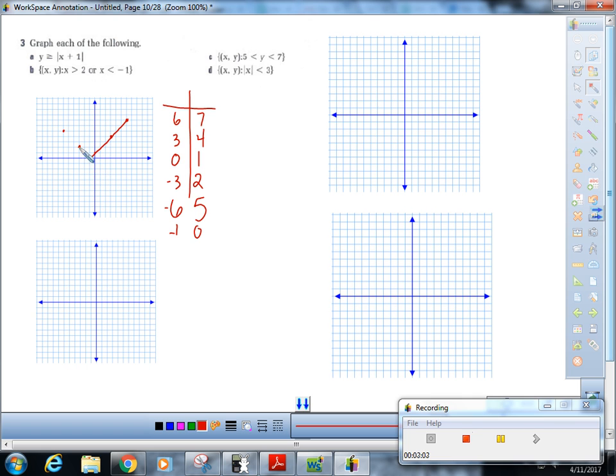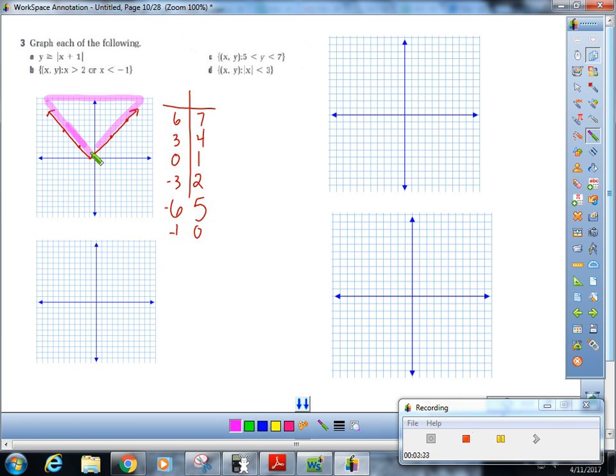So these absolute value graphs are often V's. And it is greater than or equal to. Okay, so it is going to be filled in. And then we have to shade. So we're going to shade above this, because it's greater than. So that's the answer to part A.